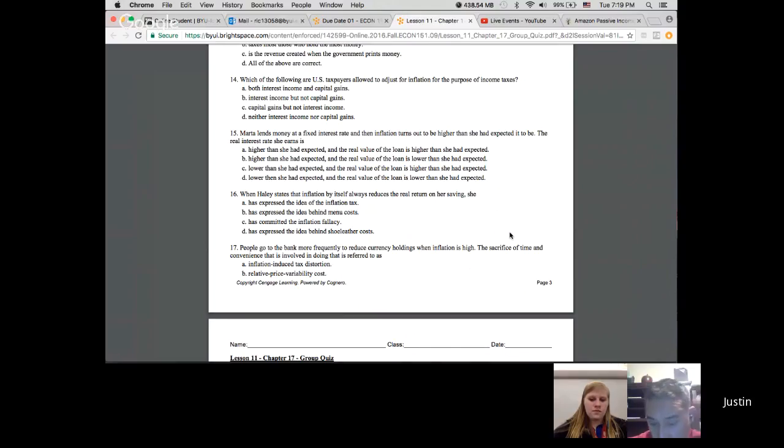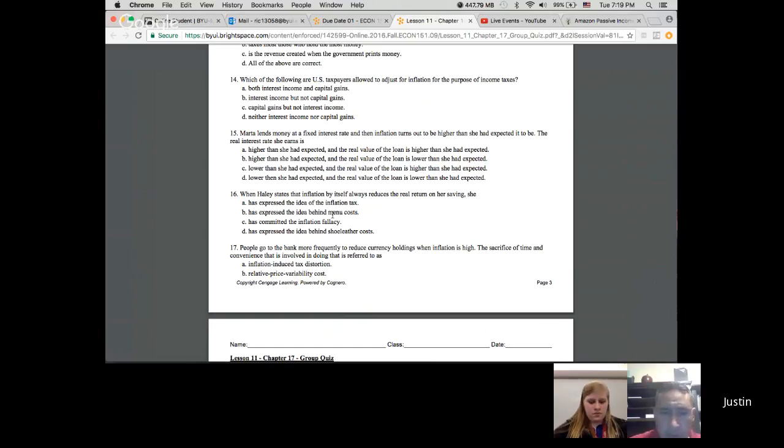Oh yeah. Let's see, number 16. When Haley states that inflation by itself always reduces the real return on her saving, she has committed the inflation fallacy. That's correct. C. Yep. That's not always.